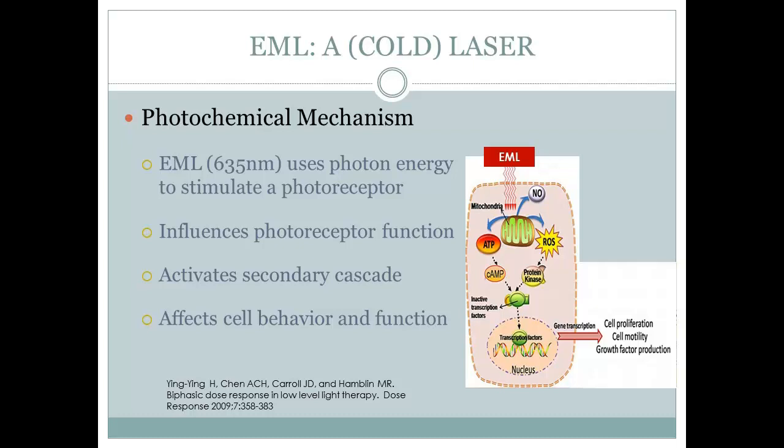So the image that we're showing here, very quickly, is from a peer-reviewed publication, published in Dose Response in 2009, Volume 7. These researchers outlined essentially the mechanism of action of low-level laser. And it starts by stimulating a photoreceptor. And this photoreceptor is found in the cell's power plant, known as the mitochondrion. Inside of the mitochondrion is a receptor that helps to drive ATP, or adenosine triphosphate, synthesis.